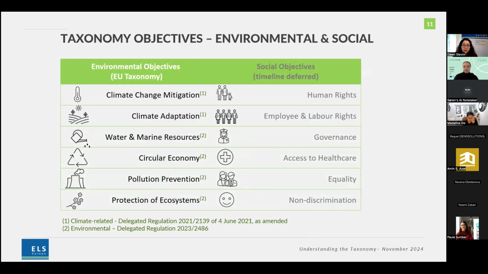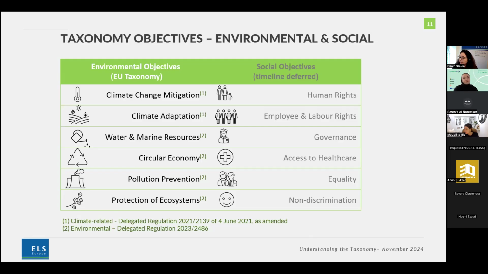So I'm going to focus on the environmental objectives for our discussion. And these are the 6 environmental objectives. And the Climate Delegated Act, or regulation as it's termed, was published in June 2021. So that was one that we worked on in the TEG and produced the first body of technical screening criteria for substantial contribution and do no significant harm. And that has been amended a couple of times since then.